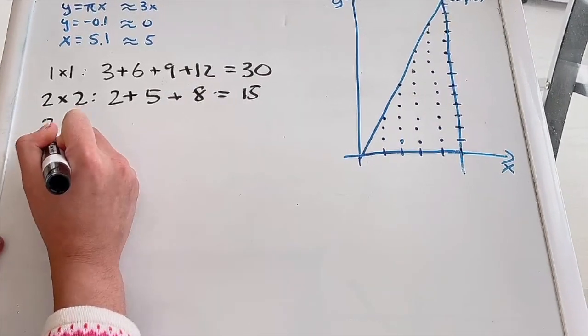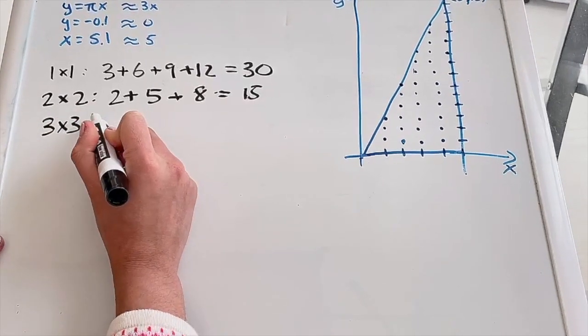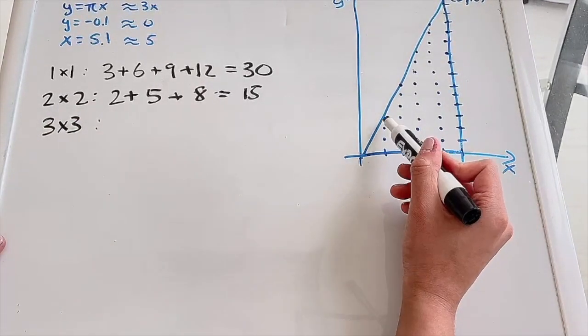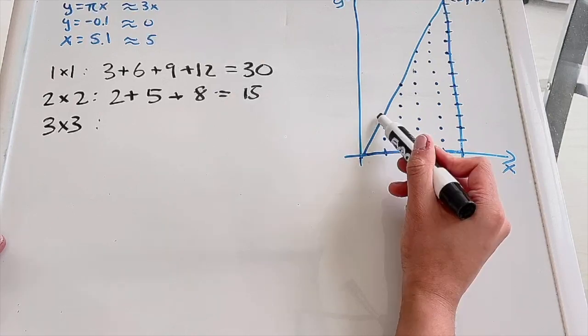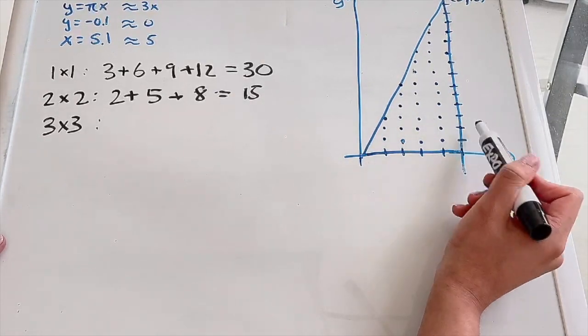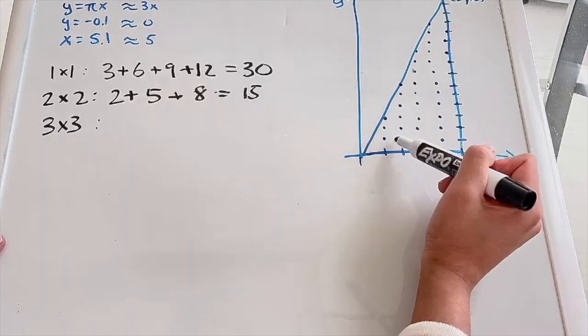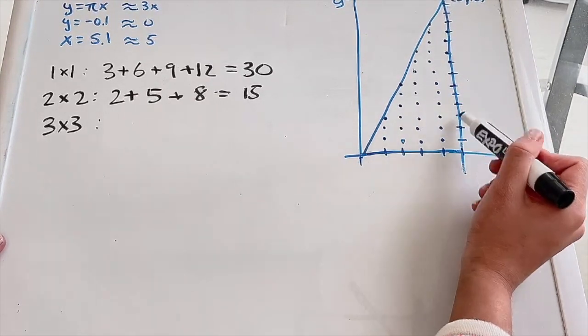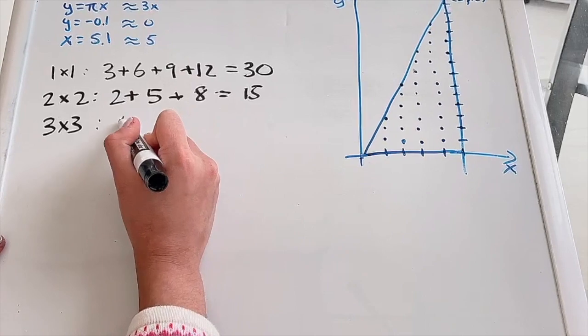And then similarly, we get the 3 times 3 squares. There are 5, which is 1, 2, 3 right here. And then 1, 2, 3, 4, 5. And that's it.